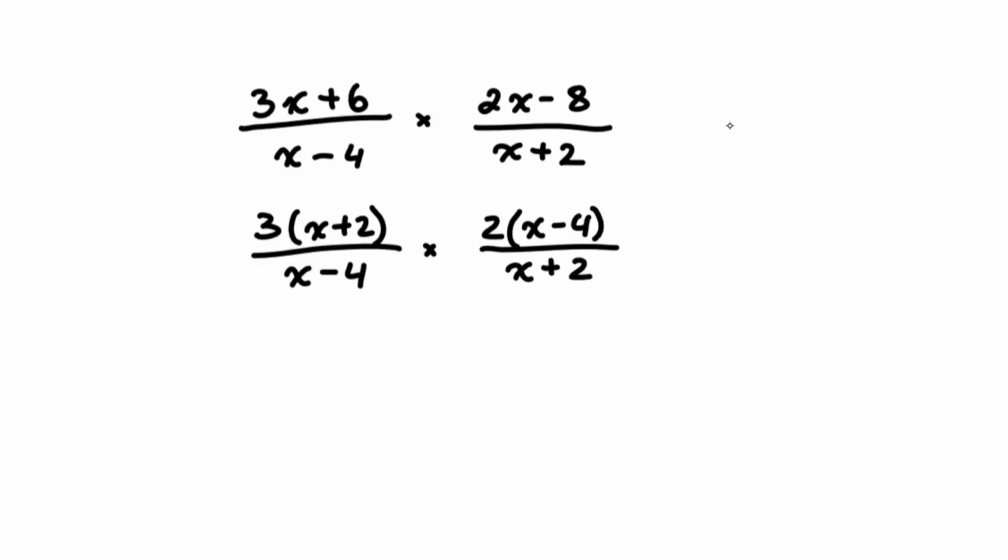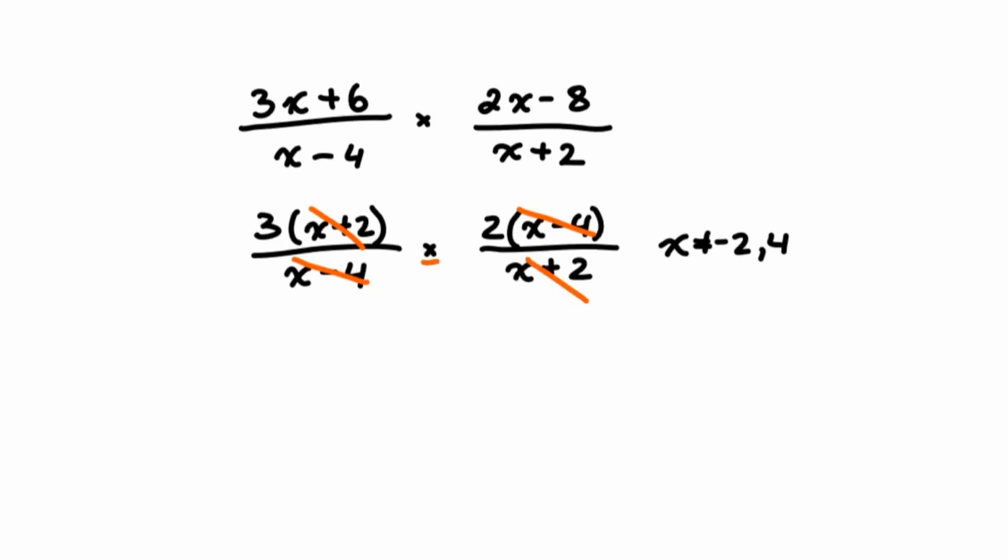Now let's state restrictions. The restrictions on the denominators that I have here will be x cannot equal -2 and +4. And let's see if we can reduce any factors. I can clearly see that I have 2 and 2 factors that are identical. X minus 4 and x minus 4 can be reduced. X plus 2 and x plus 2 can also be reduced.